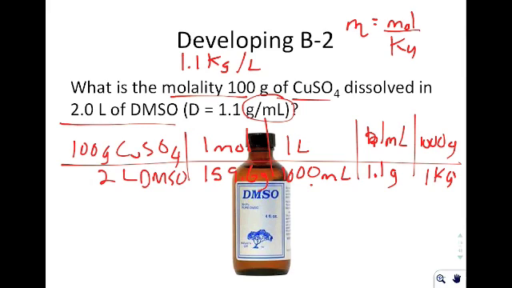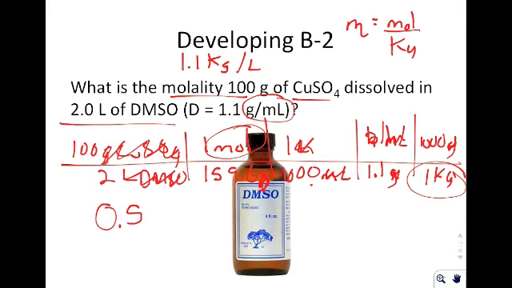So if you didn't know that, that's okay. Then you follow the instruction or the dimensional analysis as we go across. When you look, grams of copper sulfate is going to cross out with grams of copper sulfate. Liters of DMSO, liters, milliliters, grams, and grams. All I'm left with is moles per kilogram. Now when you multiply this across, you actually end up with something like 0.57, and then we express it like a lowercase script m, molality, copper sulfate.